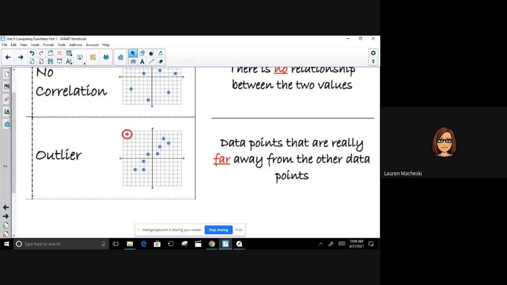Outlier. That is data points that are really far away from the other points. So like this information here, you can kind of tell if you draw your line of fit or your trend line, it kind of goes in the middle like that. And the closer the points are to that line of fit or that trend line, the better. Well, this one is way far away. So that would be your outlier. You could have one outlier, you could have more than one. Just depends.